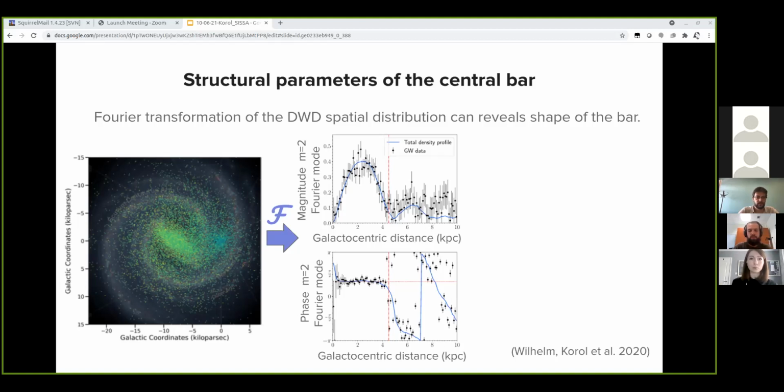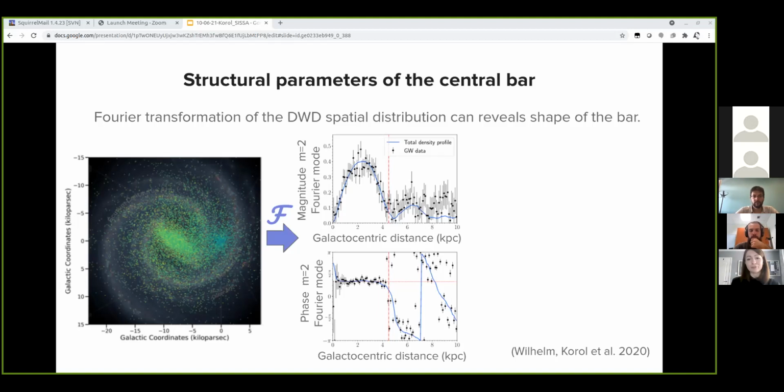So again, our mock gravitational wave observations are in black, and the underlying mass profile that we use to generate the data is in blue. So let's look at the top panel first, and you see that the blue line has two peaks.